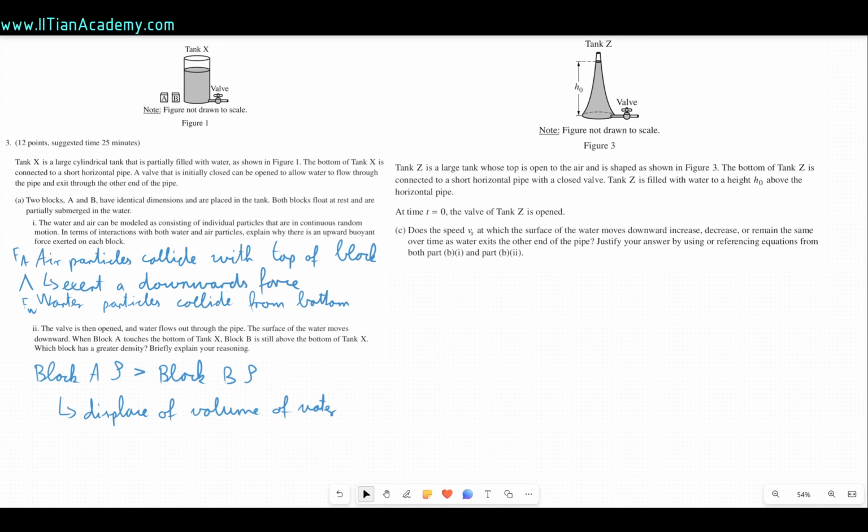whether the speed Vs at which the surface of the water moves downwards increases, decreases, or remains the same over time as water exits the other end of the pipe. We need to justify using our answers from B1 and B2.